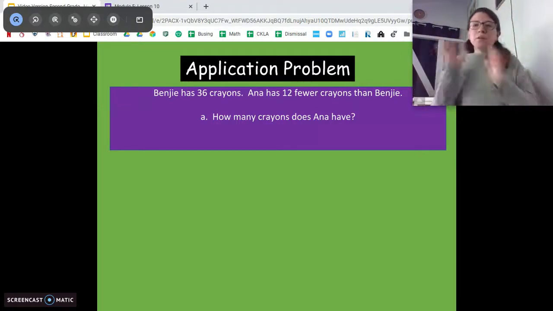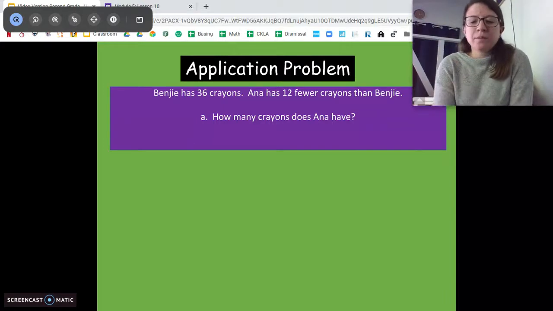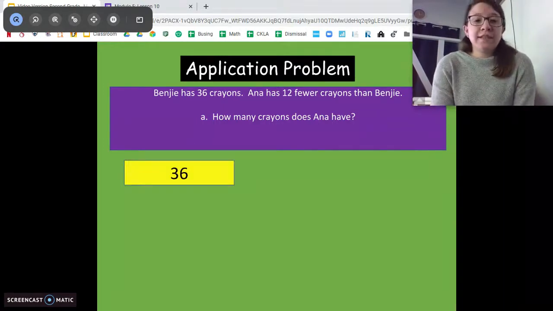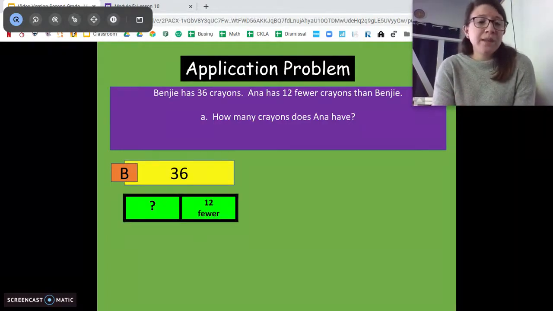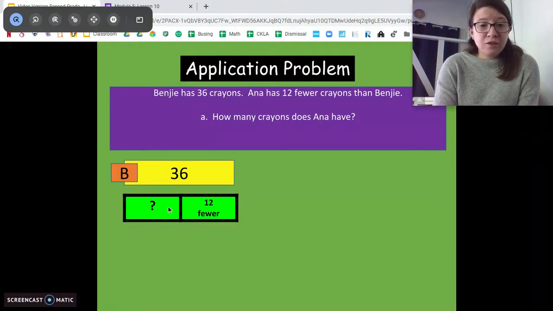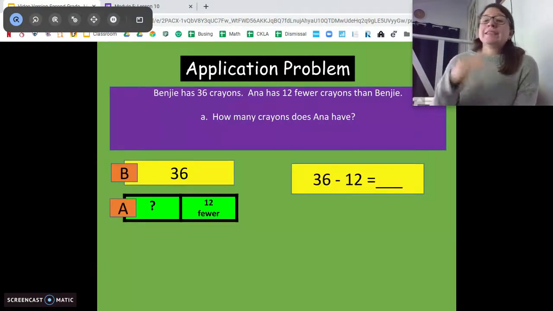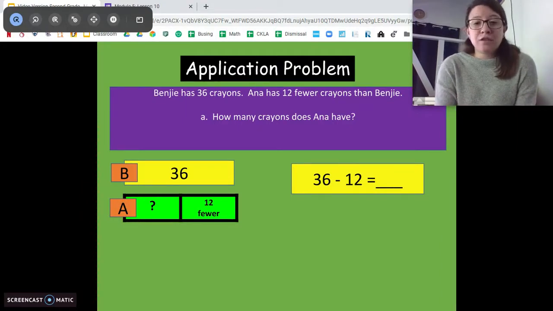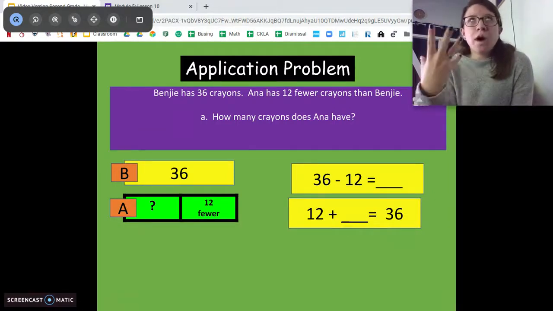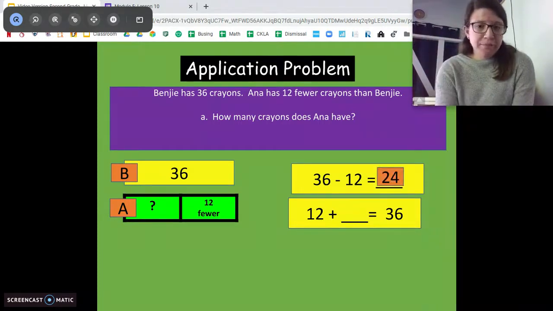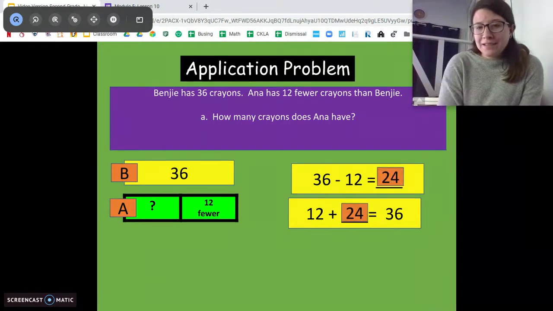Ready? Okay. So I'm going to start with the drawing because that helps my brain work. Make sense of the problem. So Benji has 36 crayons. I'm just going to use a B because that's easier instead of writing the whole name. Now, Anna has 12 fewer. So I have the fewer here, and then this question mark is how many Anna has. Okay, so I know I'm subtracting because she has less than Benji. So 36 minus 12. Another way to think of that, which works well for my brain, is thinking about it like an addition problem. 12 plus what is going to get me to 36? I'm not sure. So I'm going to solve it, and I get to 24.